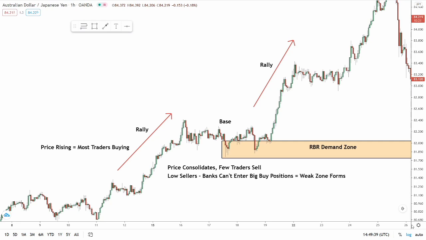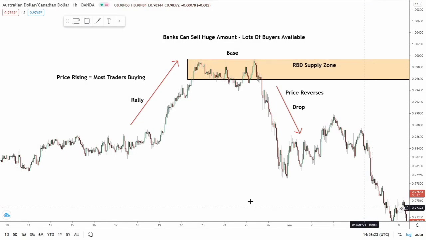Price will probably still react to the zone in some way, and it may even set off a large reversal, we don't know. But the probabilities of that happening are low because the banks didn't buy a significant amount to create the zone, so they have no incentive to make price reverse if it returns in the future. Now contrast this with a rally-based drop zone.